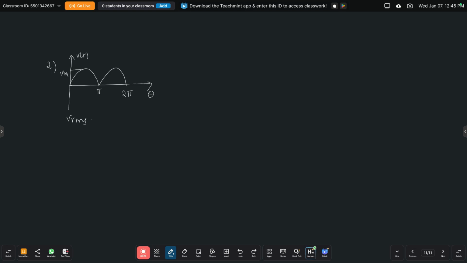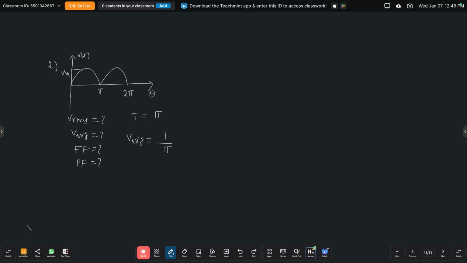So find the RMS value, the average value, the form factor and the peak factor of a given waveform. So let us take the above waveform. The time period we have is pi. Therefore the average value is 1 by T, that is 1 by pi, integral 0 to pi Vm sine omega t d of omega t.